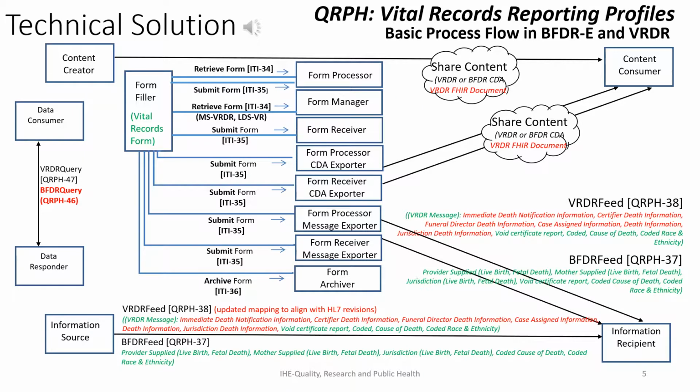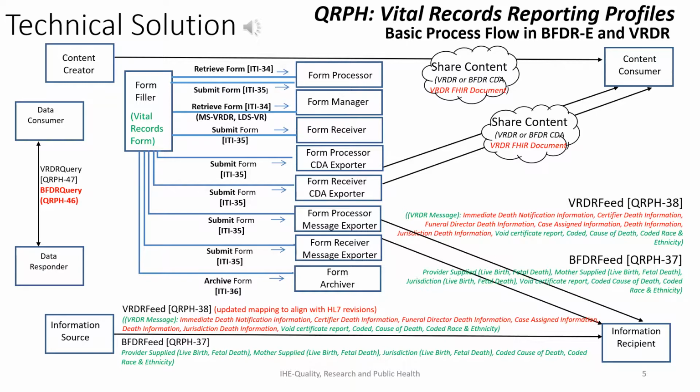For the technical solution, we have multiple approaches to convey the vital records information from the provider to the jurisdiction and round trip between the jurisdiction and the National Vital Statistics Agency. At the top of the slide, we see the content creator, which shares a CDA document reporting either the death or the birth or the fetal death report between these entities. New this year is a specification of a FHIR document to convey this same information between the jurisdiction and the national entity for death reporting.